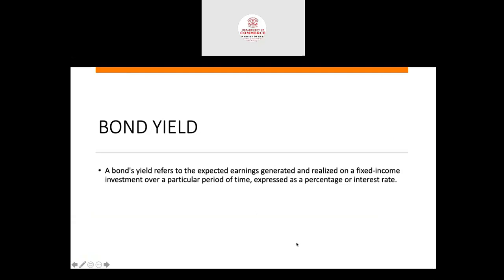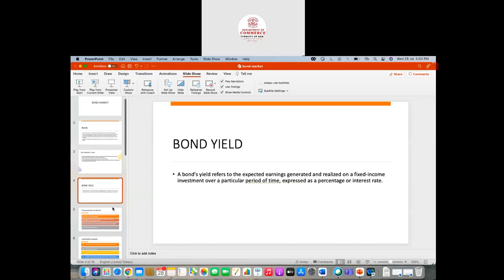So bond yield refers to the expected earnings generated and realized on a fixed income investment over a particular period of time, expressed as a percentage or interest rate. So bond yield is like the interest rate given by the bond and the capital appreciation over a period of time. When you purchase a bond from the cash market, I will show you the bonds on the NSE.